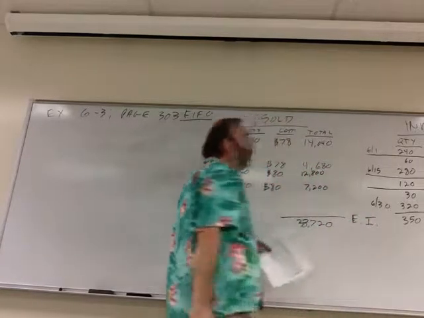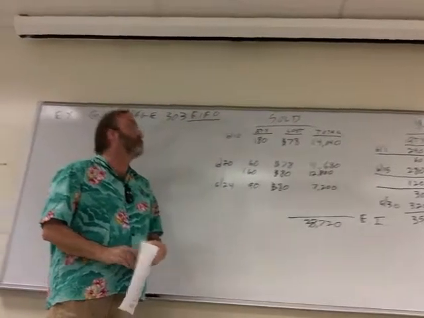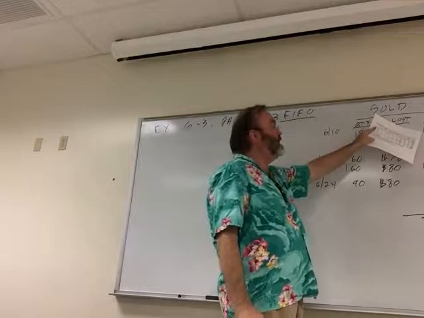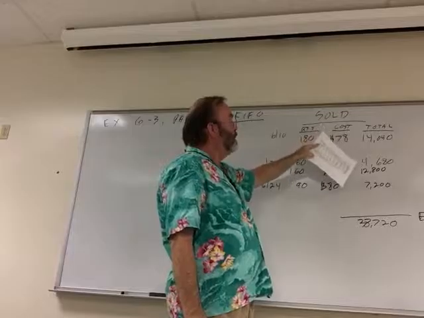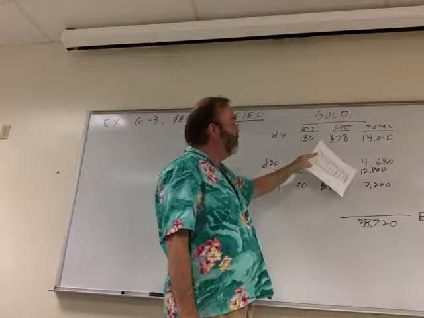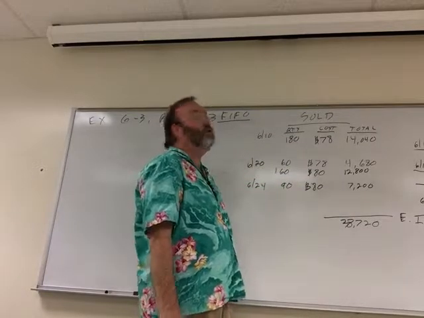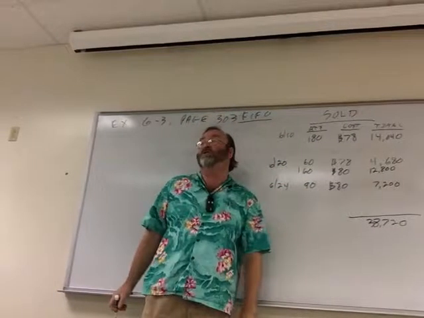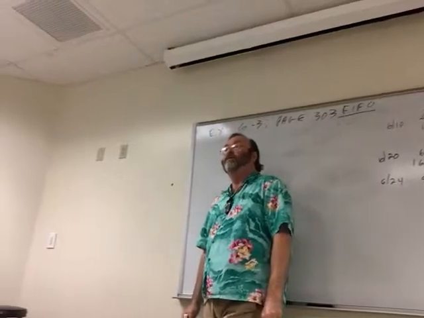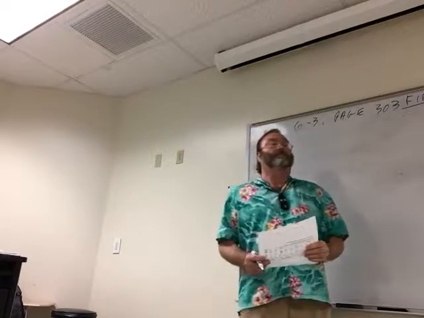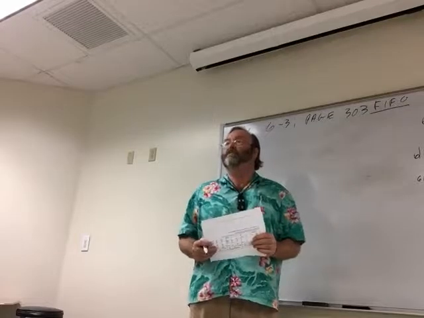What did we sell throughout the year or month? $38,720. That's the total of the $14,440, the $4,680, the $12,800, and the $7,200. The total of everything we sold under FIFO, first in, first out. Yes?